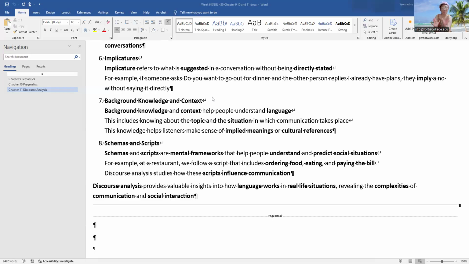So you have to have the right cultural script, and know the tradition, the order in which things work, in order to function in that society, or people will think you're totally rude. So discourse analysis studies how these scripts influence communication. Discourse analysis provides valuable insight into how language works in real-life situations, revealing the complexities of communication and social interaction.